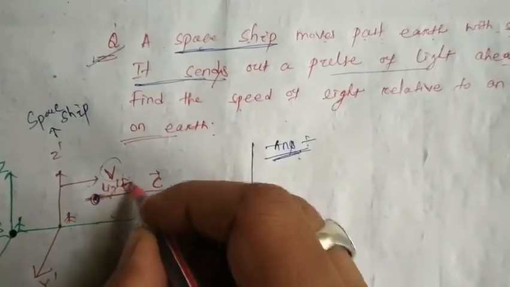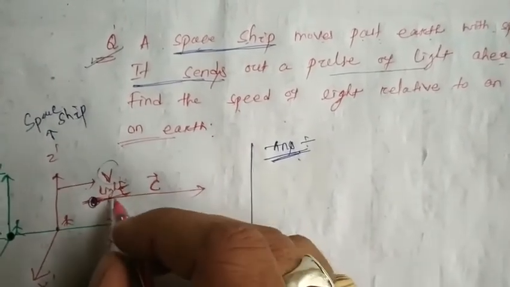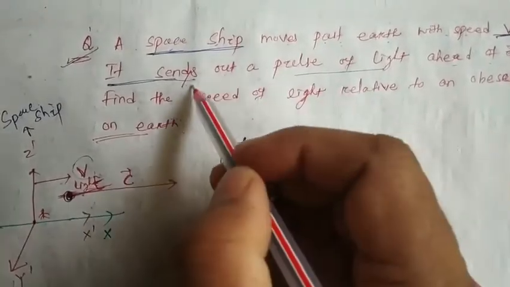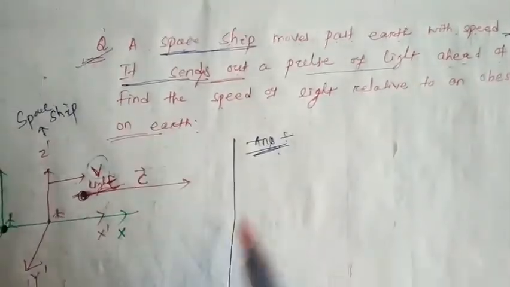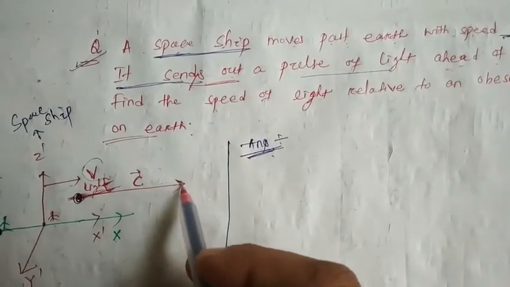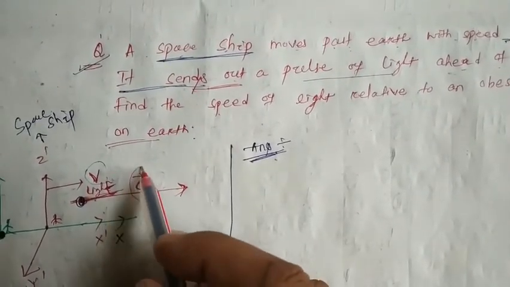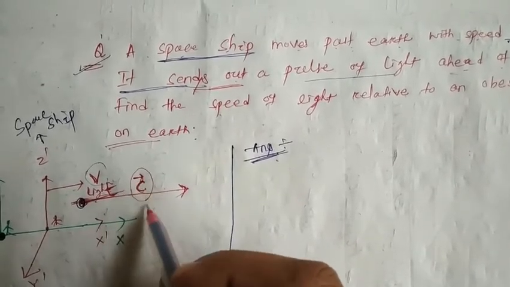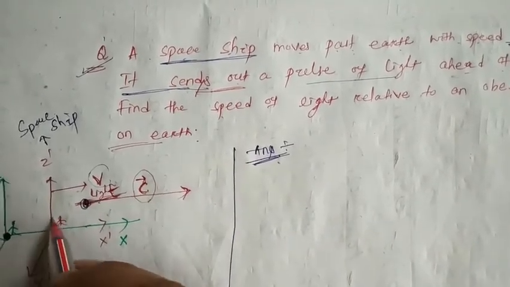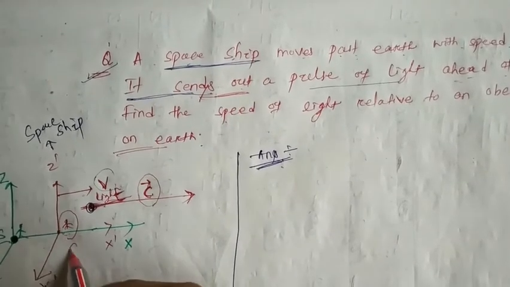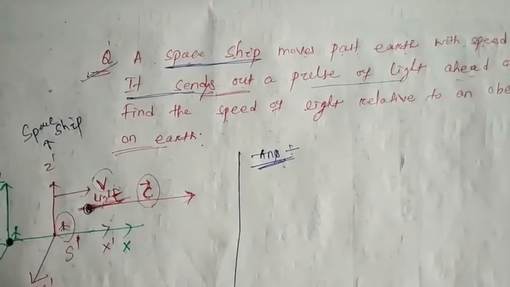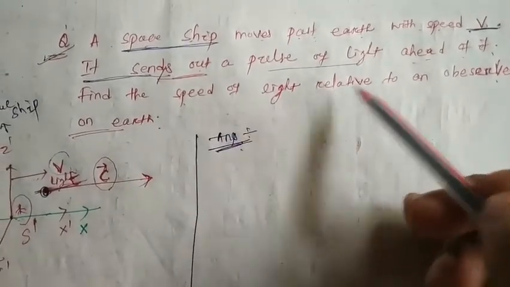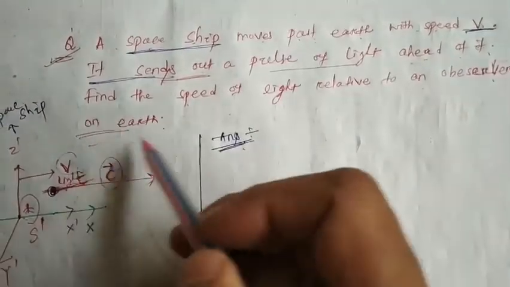This is the light pulse that it sends out ahead of it. So light pulse means what will be the speed of the light? That is c. That means this velocity c is measured by this person who is sitting in the S dash frame. Now the question is: find the speed of the light relative to an observer on the Earth.